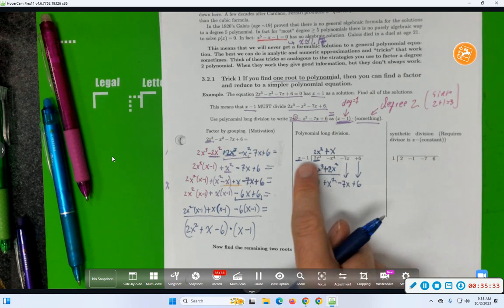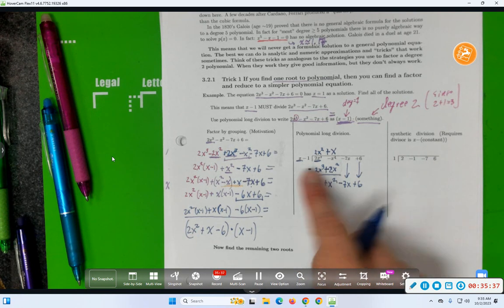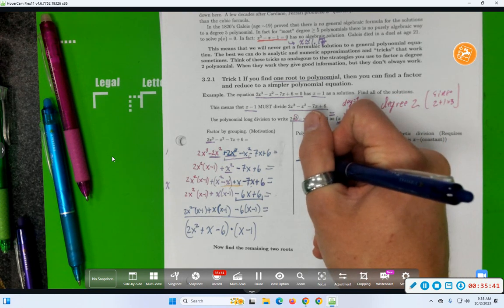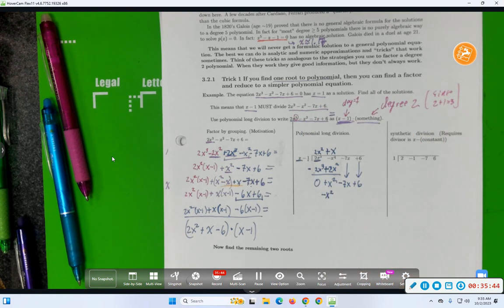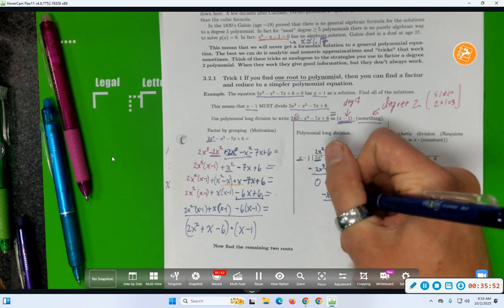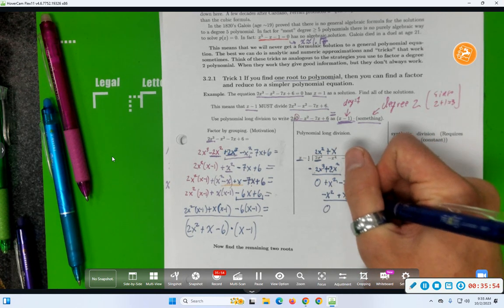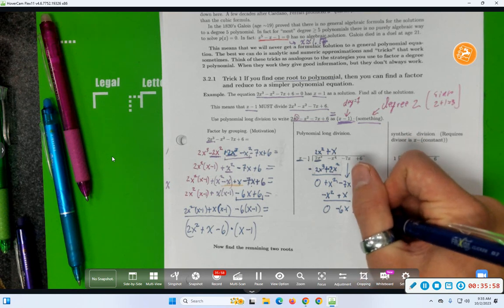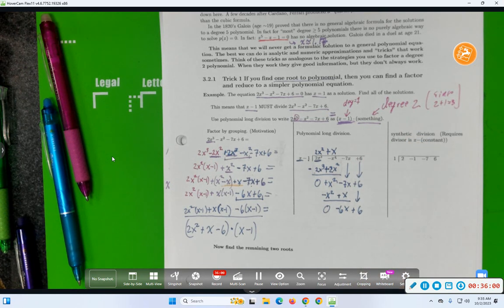Now I multiply x by x minus 1 and subtract the result. So x times x is x squared, but I need to subtract it. X times negative 1 is negative x, but I need to subtract it, so it'll become plus x. X squared minus x squared is 0, and negative 7x plus x is minus 6x. Carry this term down, plus 6. So far, so good?